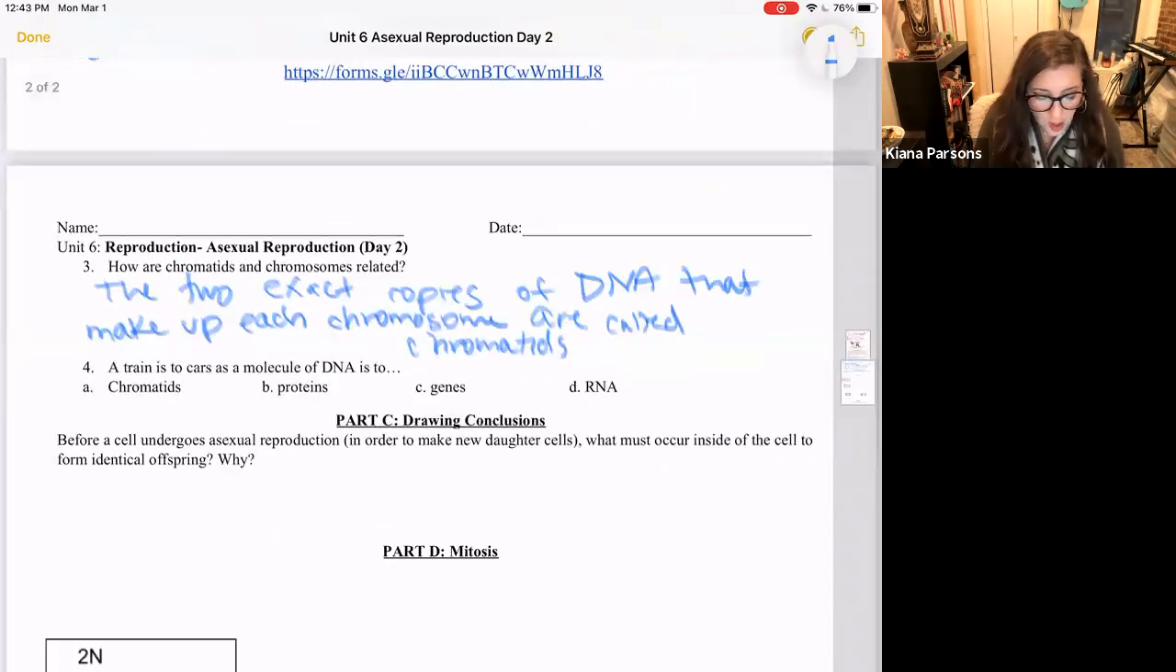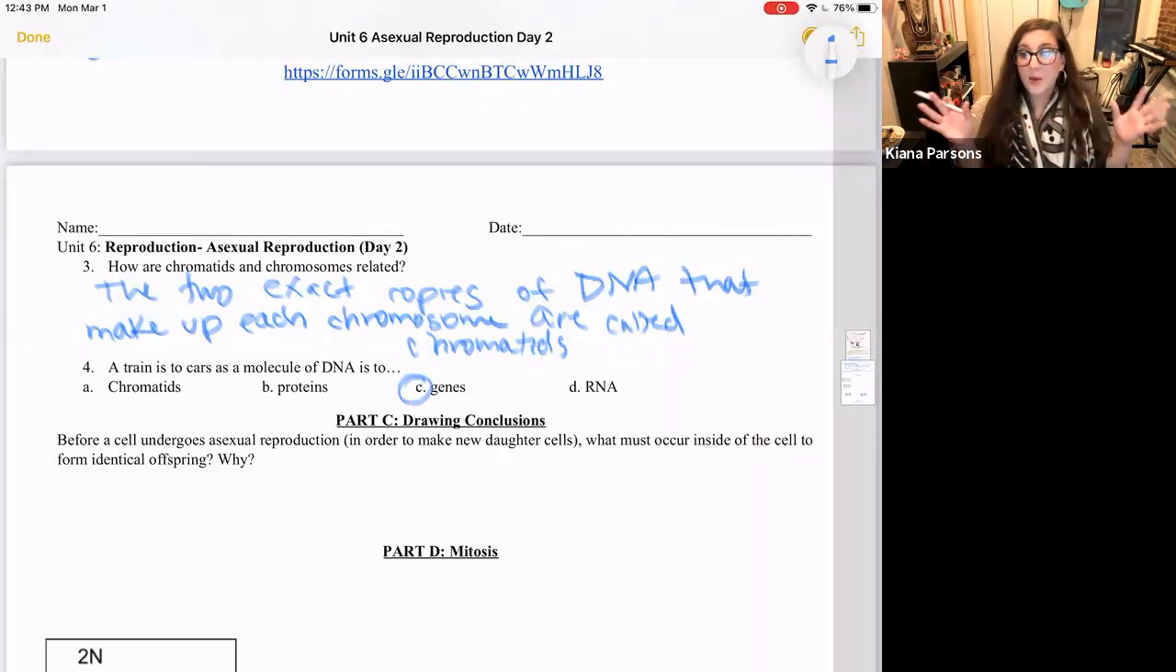A train is to cars as a molecule of DNA is to genes. So the train is the molecule of DNA and it has the many genes lined up, just like the cars on a train.